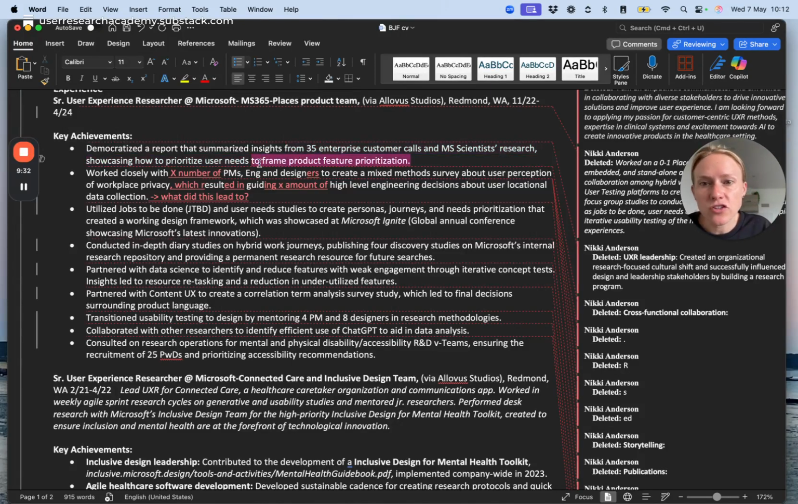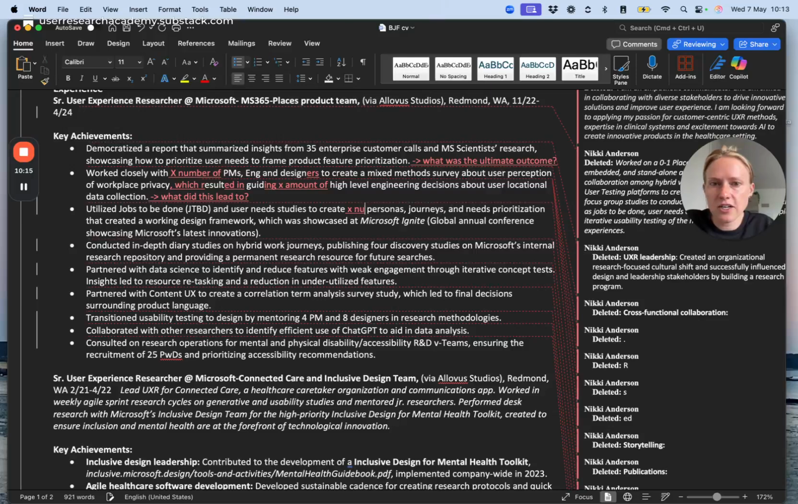So it's great that this framed product feature prioritization, but again, what was the ultimate outcome, right? The last thing, the bigger thing that happened because of it. Because you can showcase how to prioritize user needs and frame product feature prioritization, but so what? What did that lead to in your particular organization? What is the thing that came out of that? How were people better? Like the before and the after. How about this? Before this mixed method survey about perception of workplace privacy and these decisions, what was the before? What was the after? Okay.